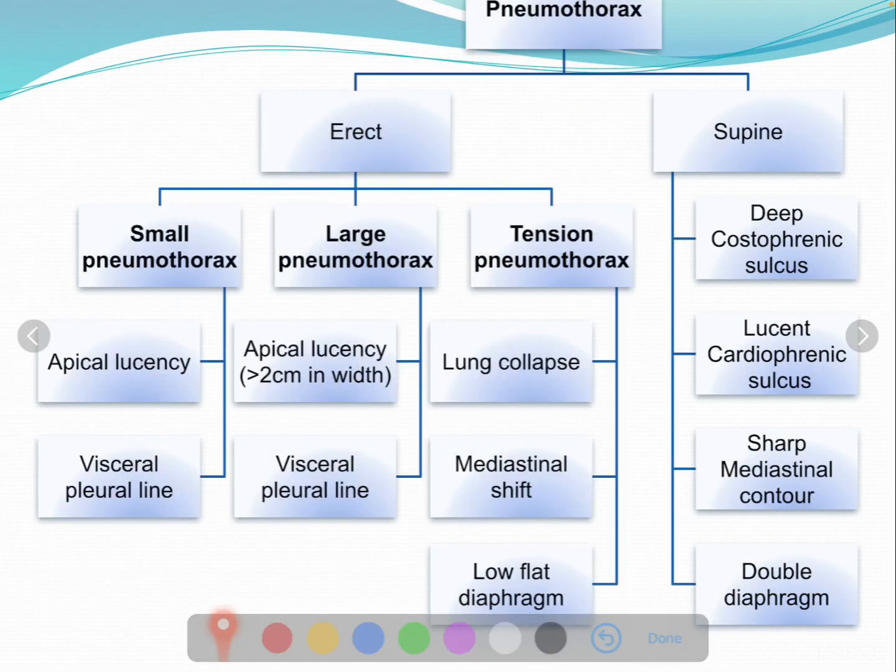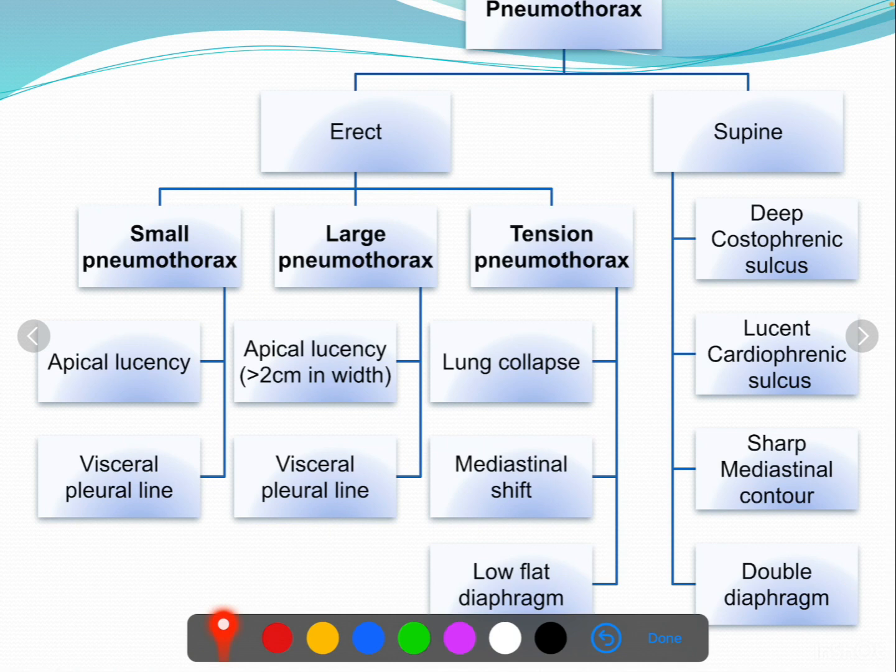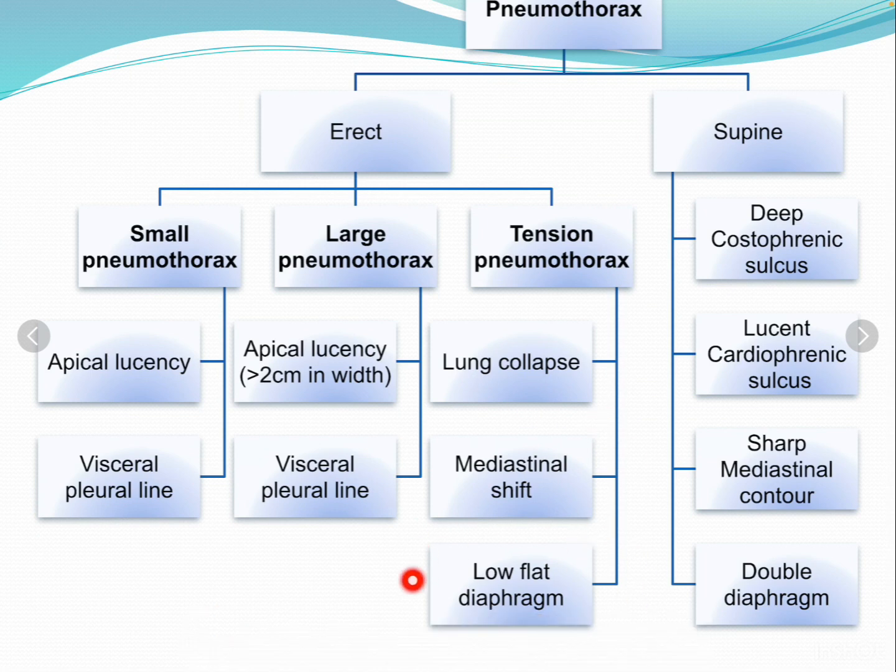Very important. Then they are talking again about pneumothorax in erect X-ray or supine X-ray. In an erect X-ray, it could be a small pneumothorax, or a large pneumothorax, or a tension pneumothorax. If it is a small pneumothorax, then the visceral pleural line will be there and apical lucency will be there. If it is a large pneumothorax, then apical lucency will be more than 2 centimeters in width. Very, very important. Means apical lucency will be more than 2 centimeters in width, and the visceral pleural line will be there. Then they are talking about the tension pneumothorax. In tension pneumothorax the lung will collapse, very important. Mediastinal shift will be there, and a low flat diaphragm will be there, very, very important.